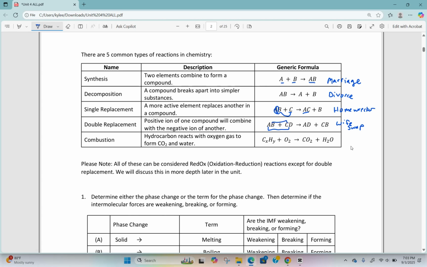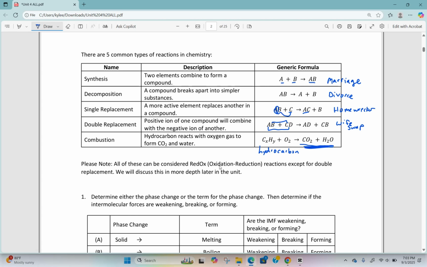And then finally, our last common type of reaction is called a combustion reaction. I don't have a fun story for this one to help us remember it, but it's the most specific of the types of reaction because it has to be a hydrocarbon. And a hydrocarbon is exactly what it sounds like. It's some compound that contains carbon and hydrogen, and it has to be reacting with oxygen. The products will always, always, always be carbon dioxide and water. That's why it's the most specific of the types of reactions.